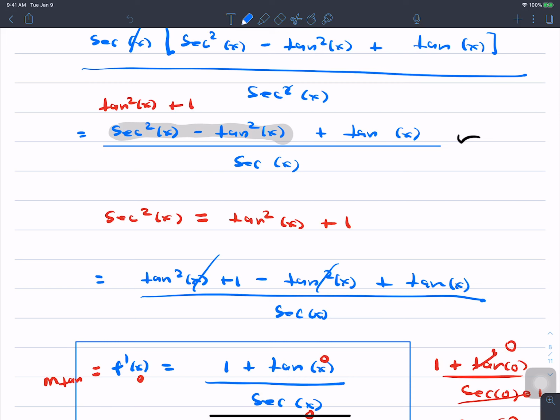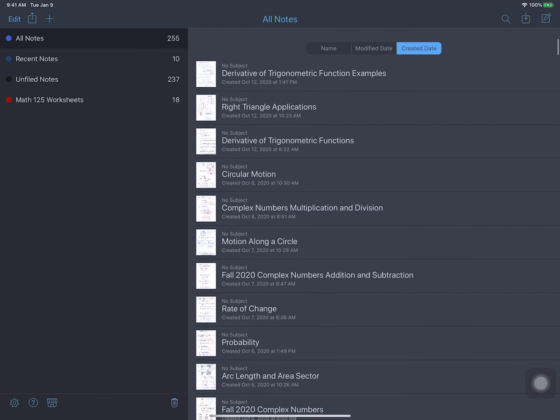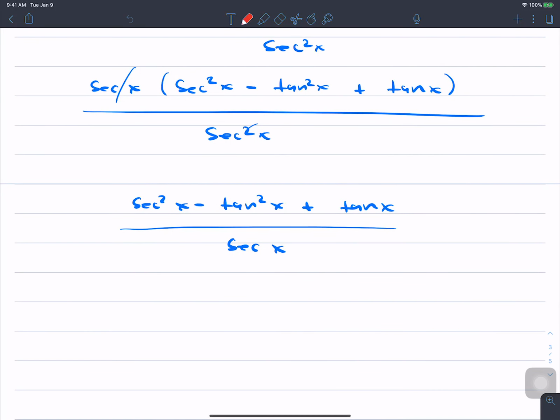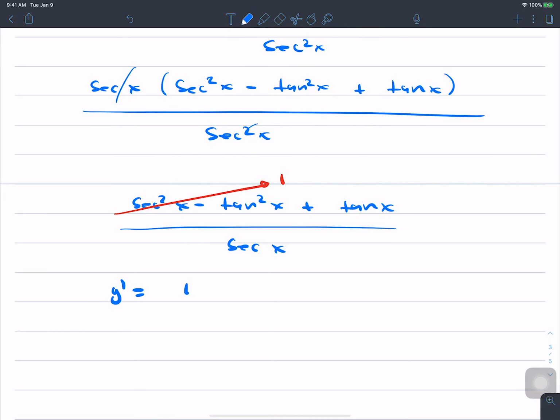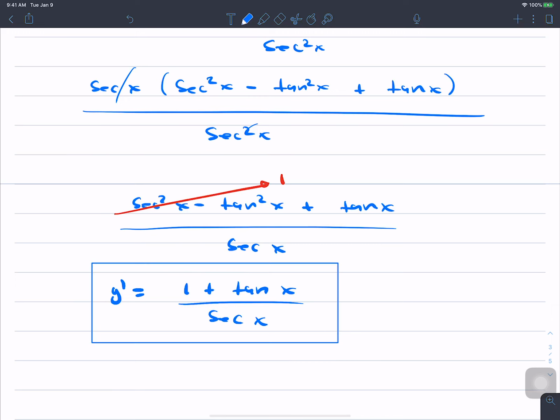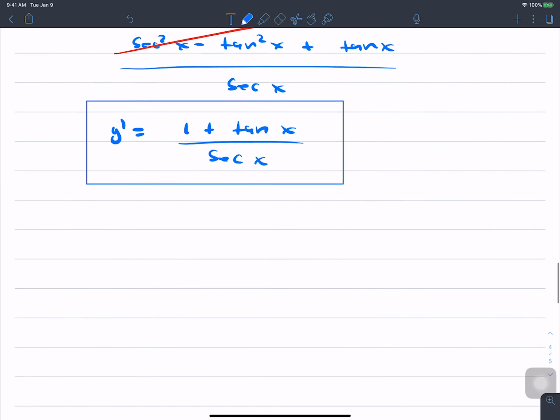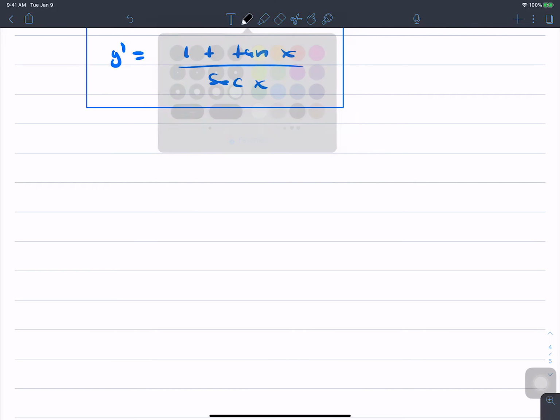If I move that term, that means secant squared minus tangent squared is really 1. So that's the identity we want to use. If you ever see secant squared minus tangent squared, we know that's 1. And we did see that this morning. So y prime will be 1 plus tangent over secant. Pretty interesting. I think we did talk about that one in great detail.